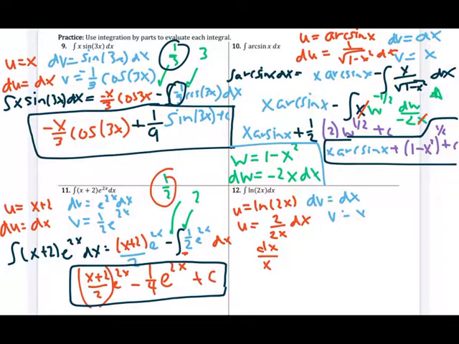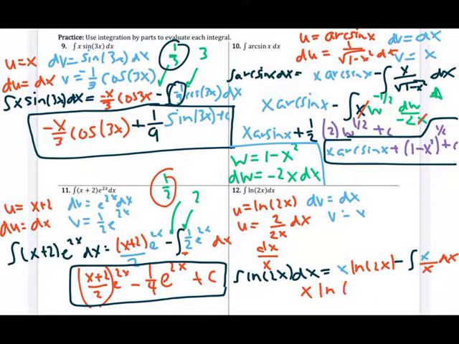So when I do my ultraviolet voodoo here, the integral of natural log of 2x dx is going to equal x natural log of 2x minus the integral of v, which is x, du, which is dx over x. So this is going to be the integral of 1. So this is going to just become x natural log of 2x minus x plus c.